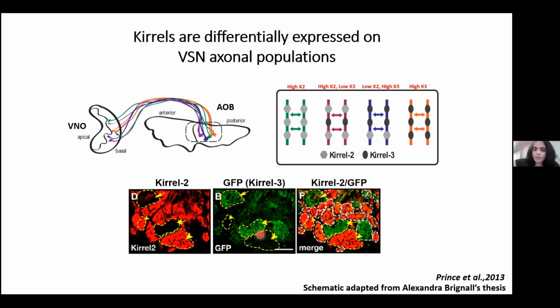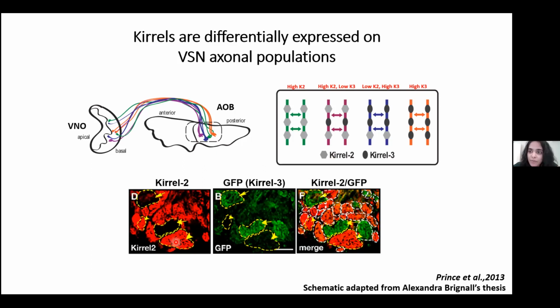This is a section of the brain. In green, you see KRL3, and in red, you see KRL2, and in these circles, you see the ends of the axons coming together. Some axons express KRL3 and KRL2, whereas some axons express only one or the other.